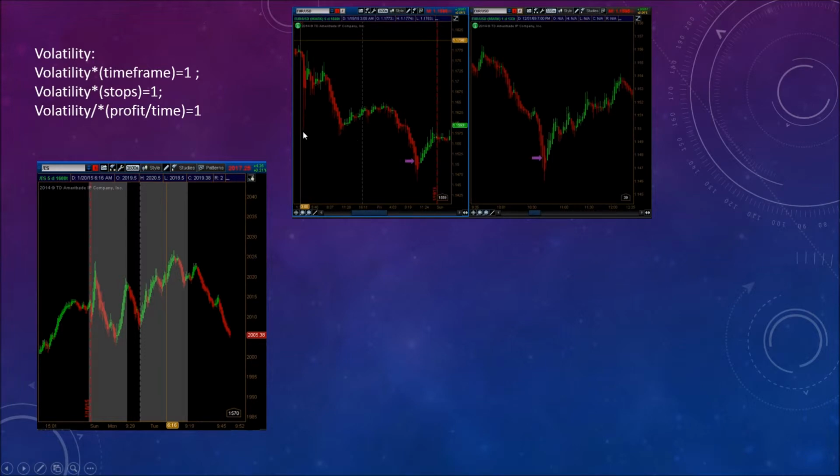If we look back here at this drop, that was way more than people were expecting to move at that point. Some people may have had stops about right here, and those got completely taken out. And the opposite is what I'm saying here: volatility divided by profit over time equals 1. That just means that as volatility increases, so does your profit over time. You're going to make more money faster, and you should capitalize on that.